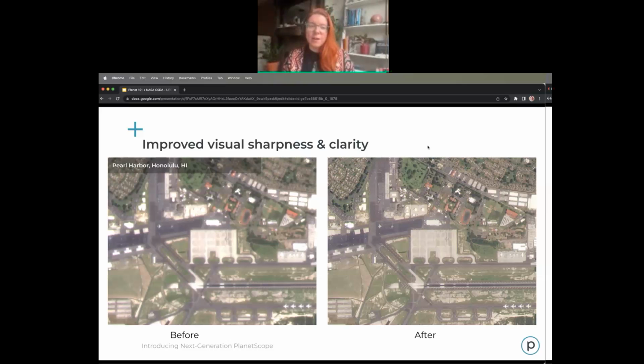We've also applied huge improvements to the visual sharpness and clarity. This is from a new sharpening kernel that was deployed to account for changes in the telescope design specifically for the SuperDove satellites. It's a per-band sharpening approach, and this kernel is applied to SuperDove visual products only, so not the analytic ones. I think these are being applied from March 1st of this year moving forward, and we're in the process of reprocessing the archive, so that will probably take another couple of months before those have all been corrected.